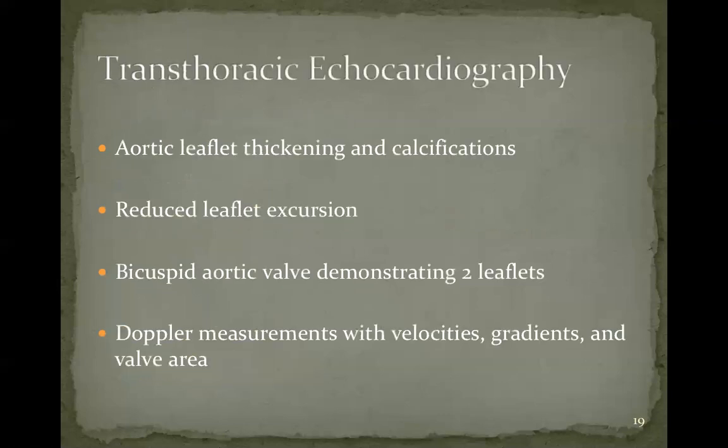Transthoracic echocardiography is the gold standard, as I discussed. You'll see aortic leaflet thickening and calcifications. You'll notice that there's reduced leaflet excursion. You may see a bicuspid aortic valve that demonstrates two leaflets. You'll also want to do Doppler measurements on these patients, and you'll be able to obtain velocities, gradients, and subsequent valve areas.